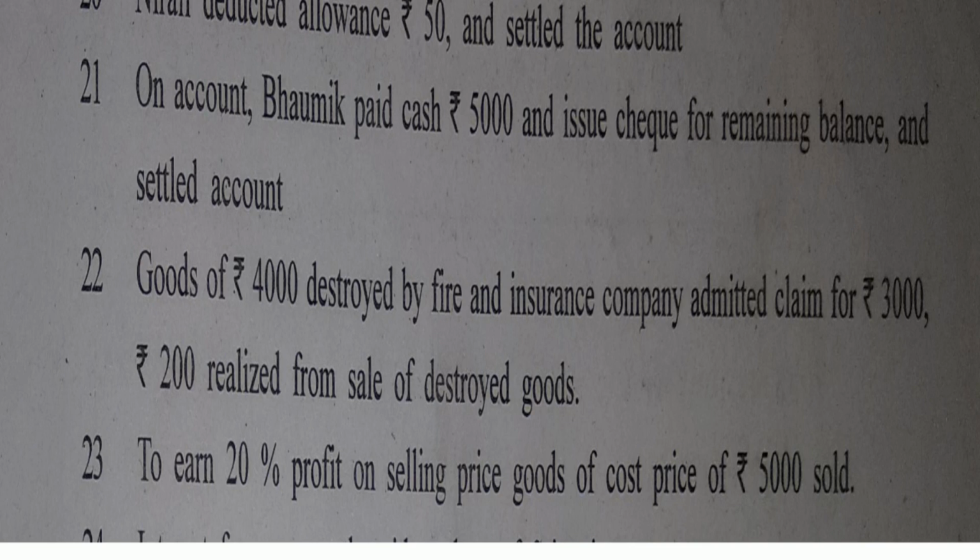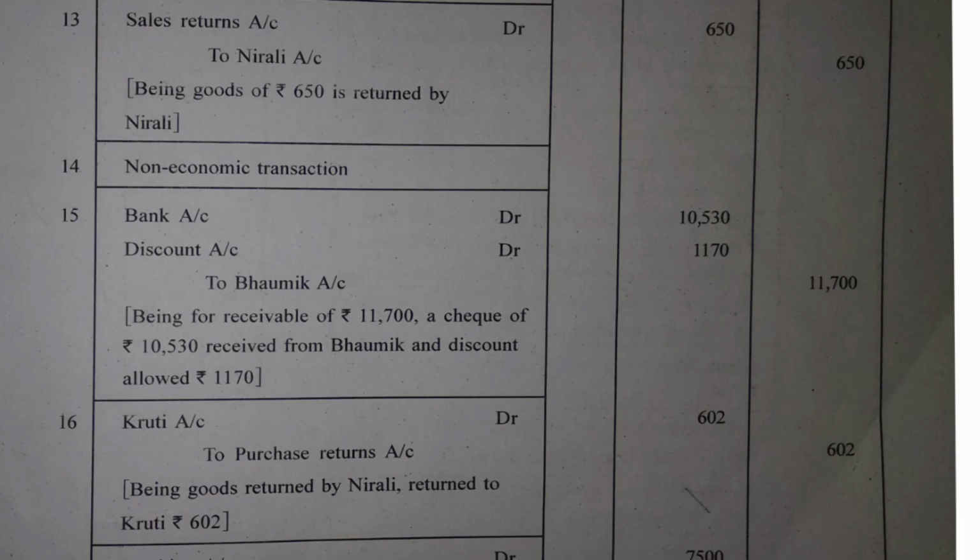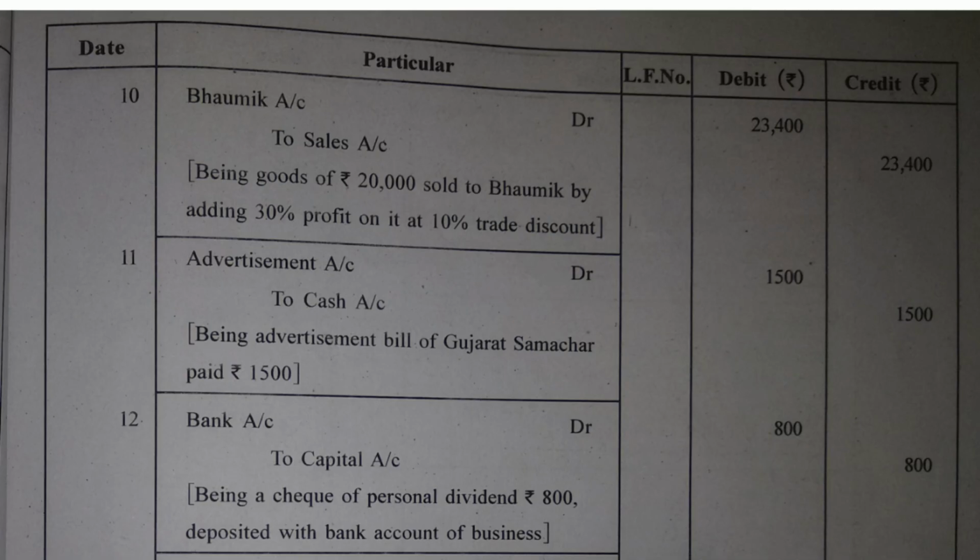Goods have been sold to Bhowmik on 10th of August. That is the journal entry that we have understood in today's lecture itself. Bhowmik account debit to sales account, on 10th of August, 23,400 rupees. We have sold him goods of rupees 23,400. Then, if you remember, he has given us half of the amount.